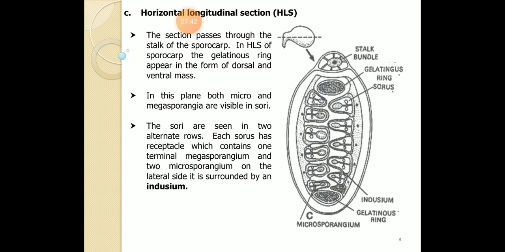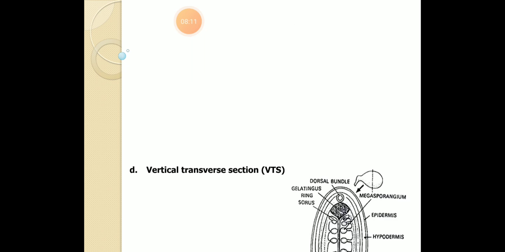Each sorus has a receptacle which contains one terminal megasporangium and two microsporangia on the lateral side, surrounded by a specialized structure called the indusium. So that's very important. What is the indusium? That's a specialized structure to protect the microspores in the Marsilea HLS view. The sori overlap each other, and the indusia of the adjacent sori are partially fused.